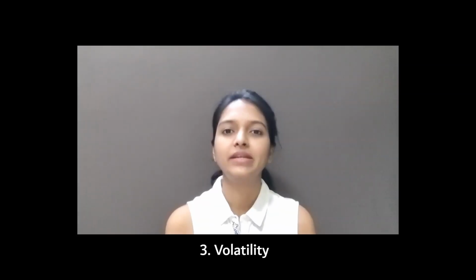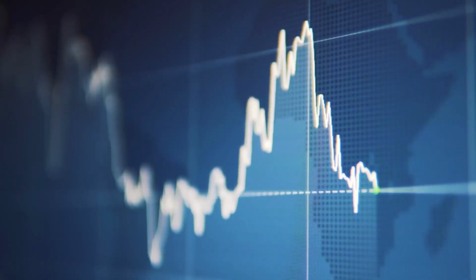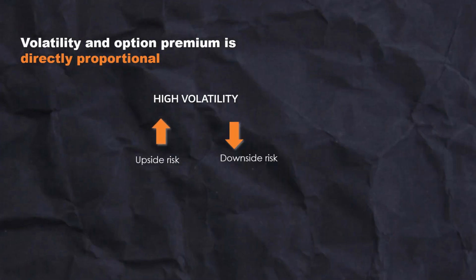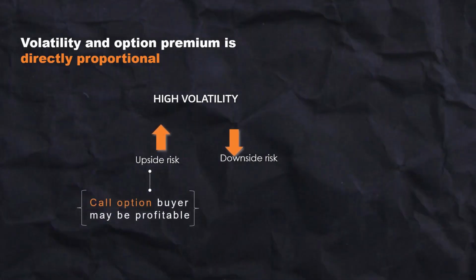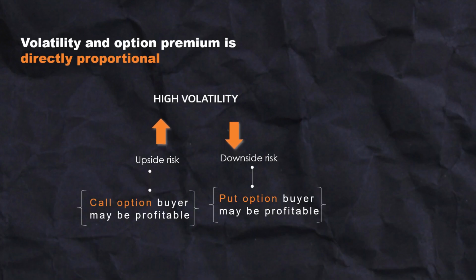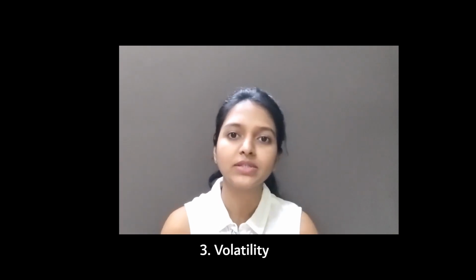Third one is volatility. Volatility means the variation between day-to-day prices. Option prices and volatility both are directly proportional to each other. So when there is a high volatility, both up and down risk increases. When the upside potential is higher, the buyer of the call option may make money, and when the downside potential is higher, the buyer of the put option may benefit. Therefore, when there is a high volatility, option prices tend to increase irrespective of the call or put options.